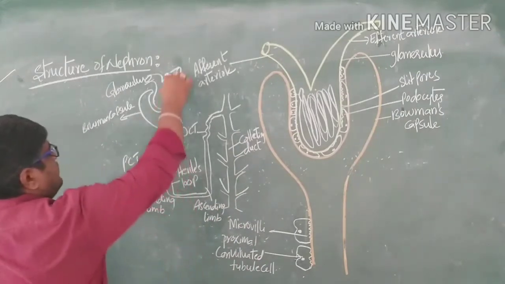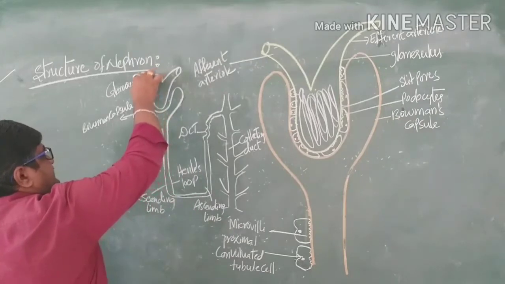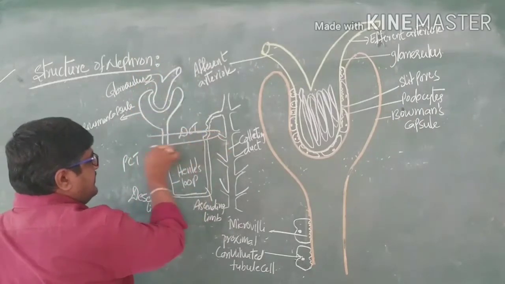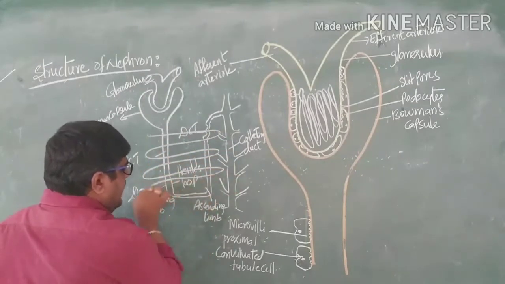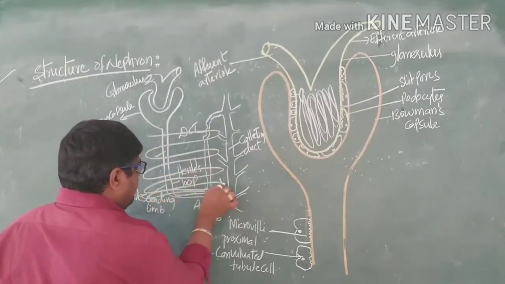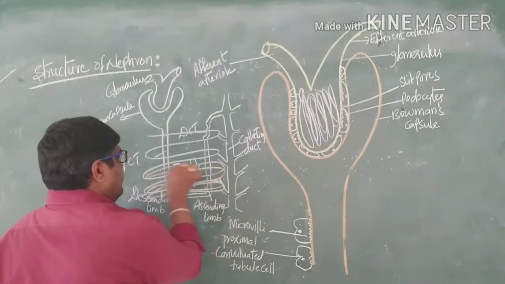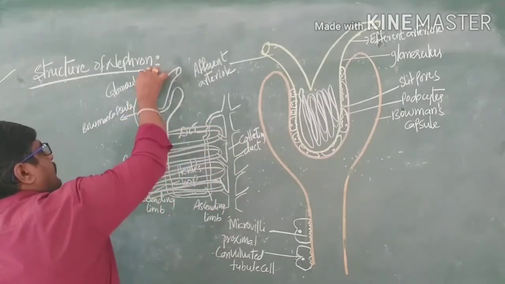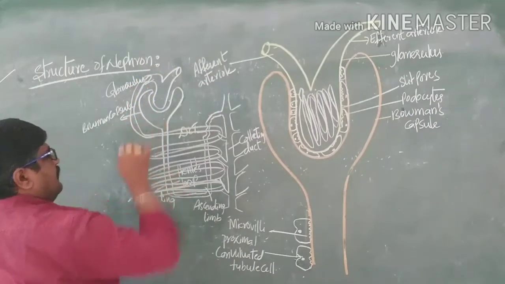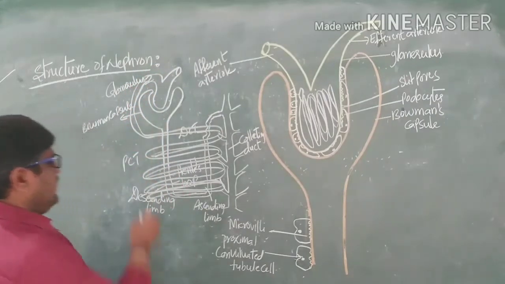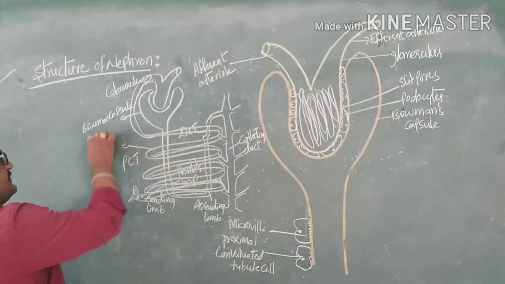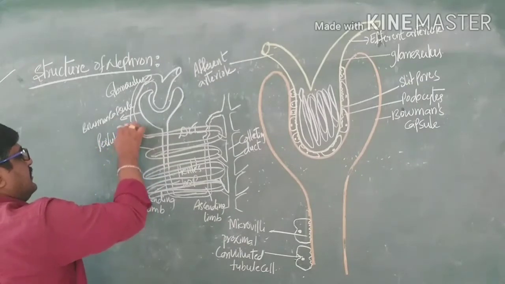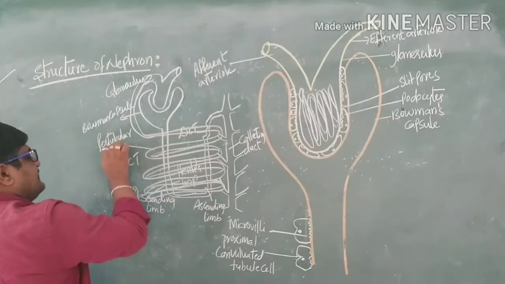So here, along the collecting duct, the peritubular capillaries are present, which are running parallel to one another. We can call them the peritubular capillaries.